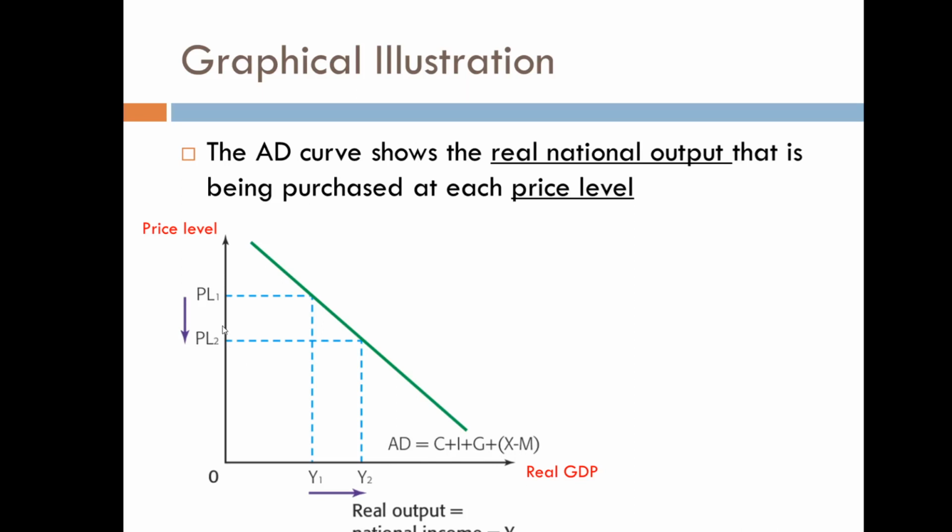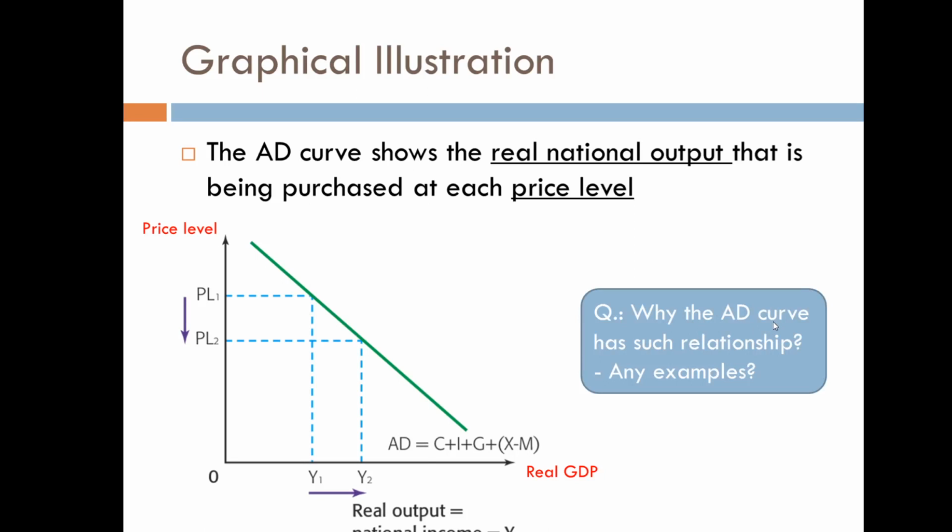So now we are going to try to understand why, when the price level is changing, the real GDP will change. We're trying to understand the relationship between the two axes first, and then we will talk about the shift. So let's go to here. What do you think? Why does the AD curve have such a relationship? Can you give me any examples?